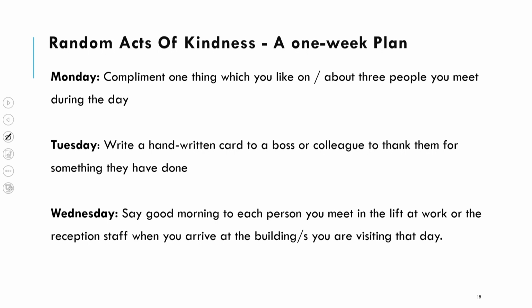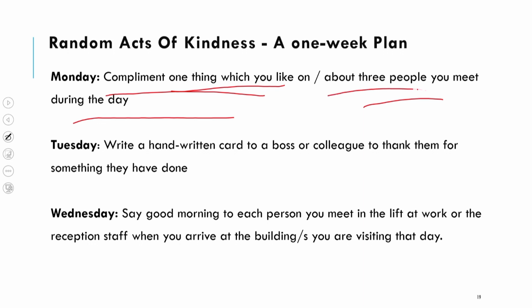So, one can do, for example, in one day, complimenting one thing which you like about 3 people you meet. These are everyday situations that one will encounter and you just add some acts of kindness to that. So, that is the plan. That is where one can plan it also. So, one day one can just decide to compliment one thing which you like about 3 people you meet on that day.